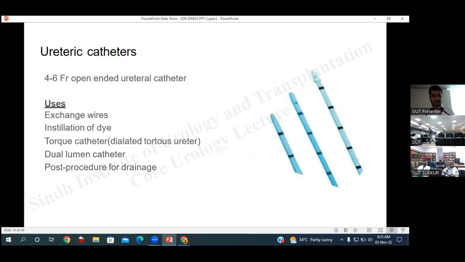Now, ureteric catheters. Ureteric catheters are mostly from 4 to 6 Fr, open-ended ureteral catheters. They are used for exchange wires, instillation of dye, dual lumen catheters, and post-procedure for the drainage.